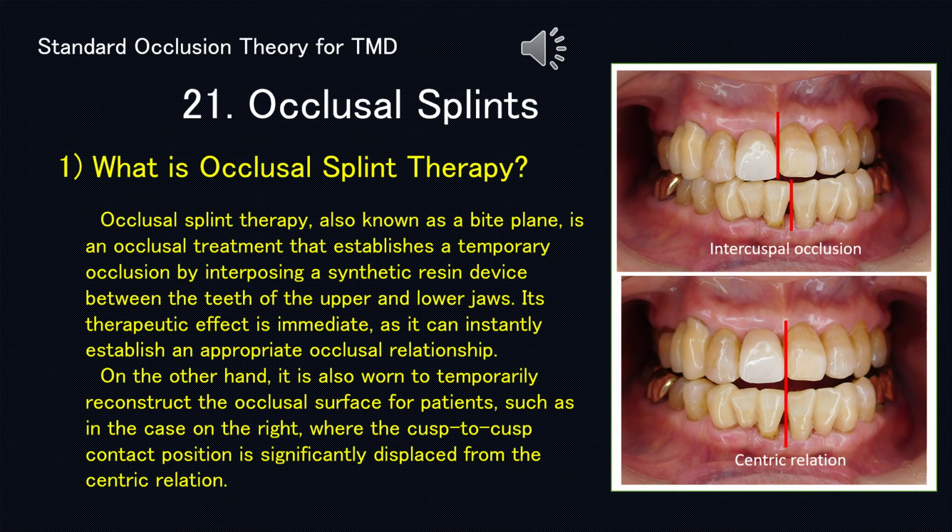1. What is occlusal splint therapy? Occlusal splint therapy, also known as a bite plane, is an occlusal treatment that establishes a temporary occlusion by interposing a synthetic resin device between the teeth of the upper and lower jaws. Its therapeutic effect is immediate, as it can instantly establish an appropriate occlusal relationship. On the other hand, it is also worn to temporarily reconstruct the occlusal surface for patients, such as in the case on the right, where the cusp-to-cusp contact position is significantly displaced from the centric relation.